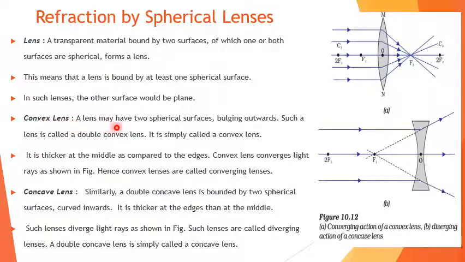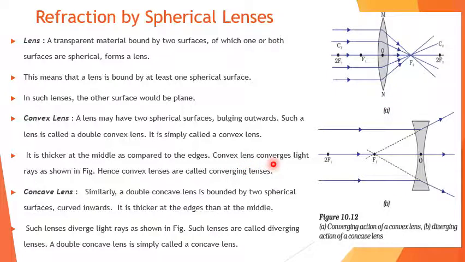A lens may have two spherical surfaces bulging outward. Such a lens is called a double convex lens. It is simply called a convex lens. See, here you see a figure. The surface is bulging out on your left side as well as right side. So this is a double convex lens, or we simply call it a convex lens. It is thicker at the middle as compared to the edges. In the middle it is thick and at the edges it is pointed.